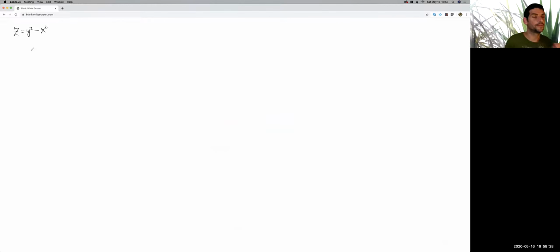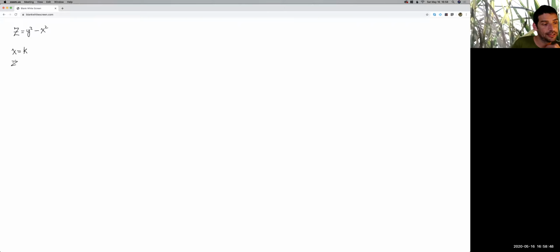And we'll do something that might be a little less familiar. Let's do z equals y squared minus x squared. Okay. So we're going to do a couple of different traces in different directions. I'm going to start by picking, let's say, traces in the x direction, meaning let's set x equal to some constant k. Well, if x is equal to a constant k, then z is equal to y squared minus k squared.